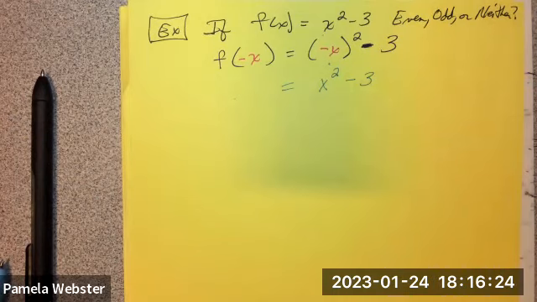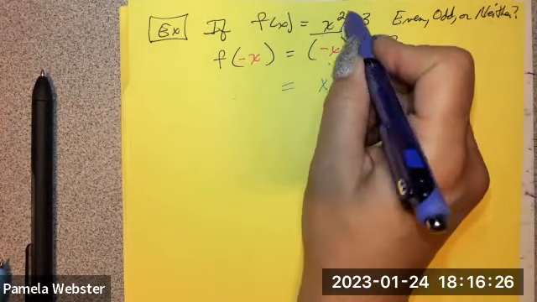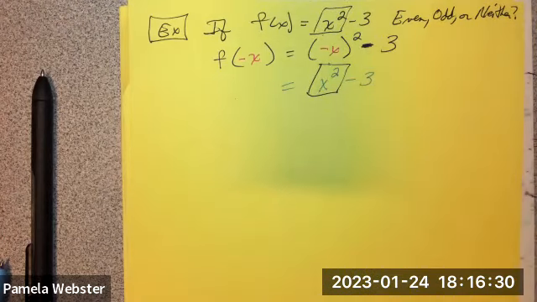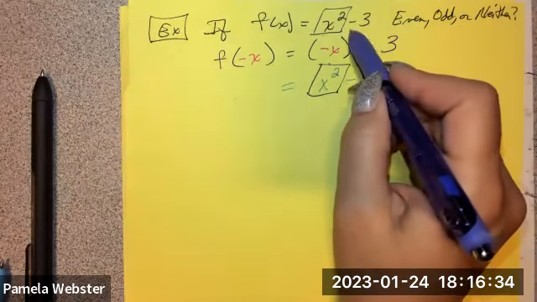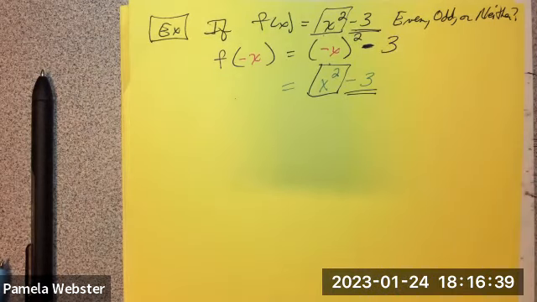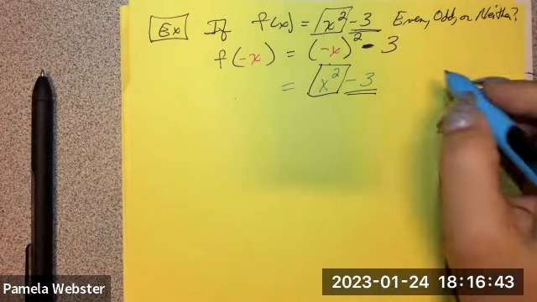So when I go back to look, the original was an x squared. After I plugged in negative x, I've got x squared. And the original was a minus 3, and after I plugged in negative x, I got minus 3. Doesn't that look like it's exactly the same?